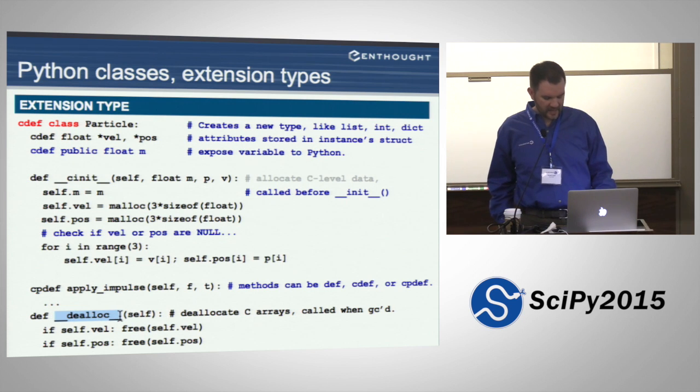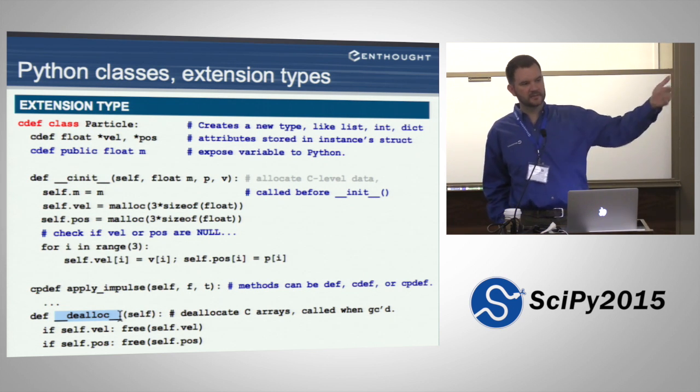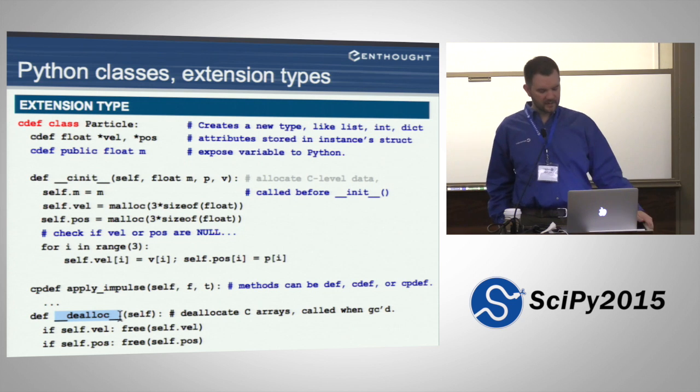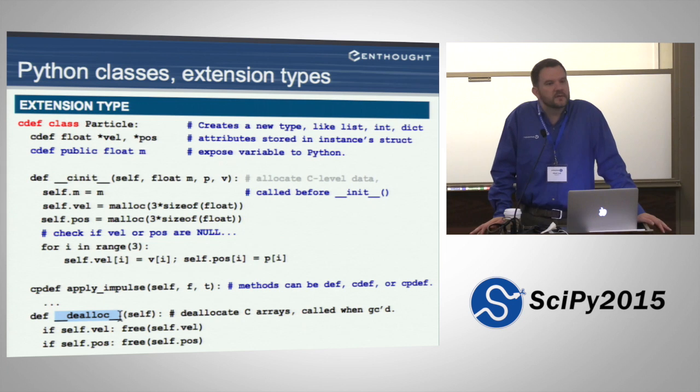And lastly, we have a dealloc method here. And dealloc here is meant to undo any C-level things that were done in the cinit. So since we allocated two arrays on the heap for velocity and position, we need to make sure we free those arrays when we're done using this object. Python will guarantee that cinit is called exactly once and that dealloc is called exactly once when this object is being cleaned up.